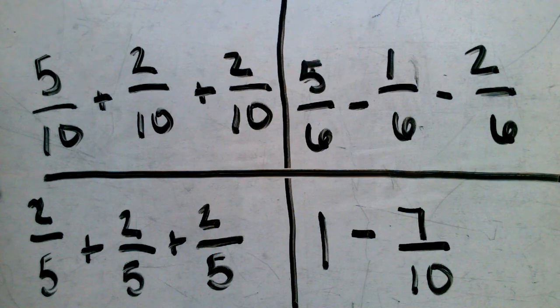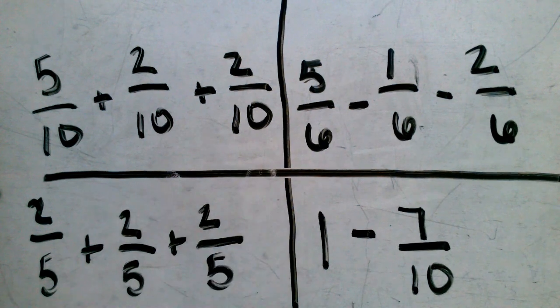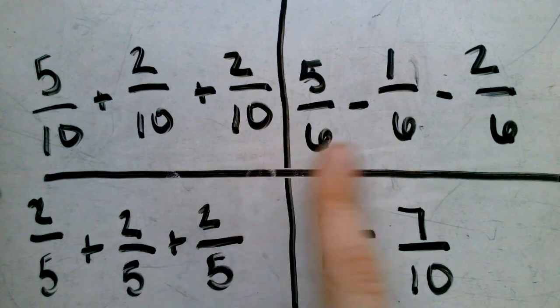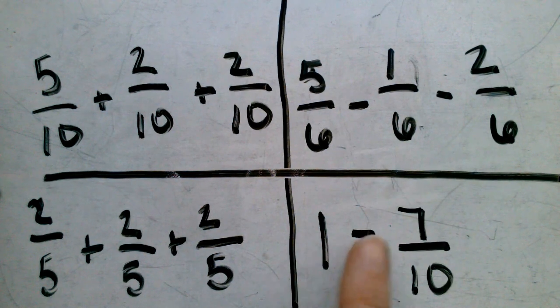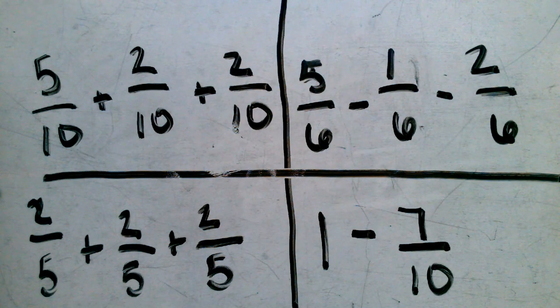Here are the following problems I want you to try on your whiteboards. You can split your whiteboard up into 4 separate parts, kind of like I did, but give yourself more space so that you can show your work. For this activity, I want you to add 5/10 plus 2/10 plus 2/10 for the first problem, 2/5 plus 2/5 plus 2/5 for the second problem, 5/6 minus 1/6 minus 2/6 for the third problem, and 1 whole minus 7/10. Solve for the answer of each of these problems and come back when you're ready to see the answer. Pause the video now.